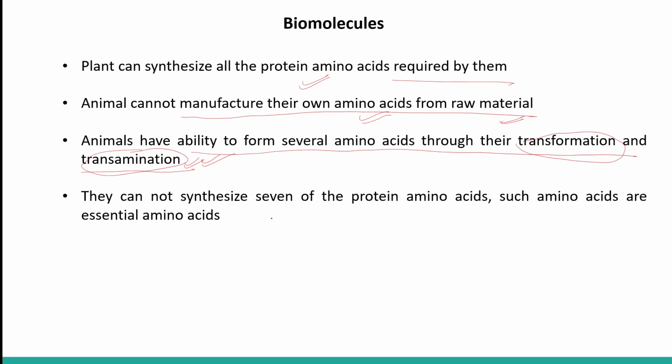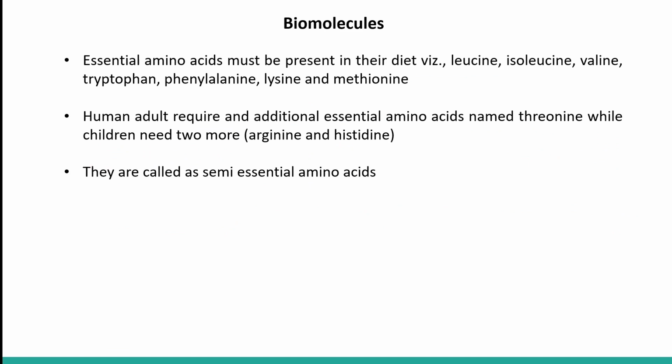They cannot synthesize 7 of the protein amino acids. Such amino acids are essential amino acids because they are required in the body, but they cannot be synthesized. So how do we get them? Essential amino acids must be present in the diet. We get these amino acids in our diet: leucine, isoleucine, valine, tryptophan, phenylalanine, lysine and methionine. These are the very important amino acids we get from our dietary components.